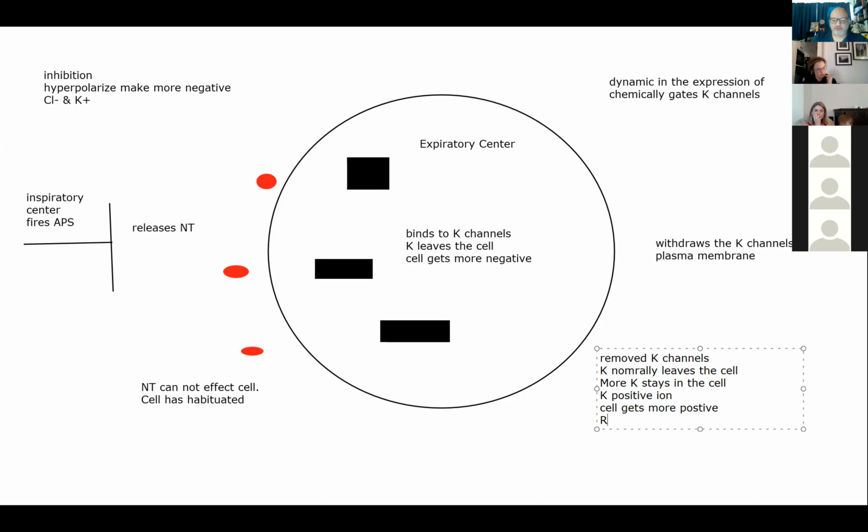And that is the rebound. So basically what happens is these cells are dynamic in their expression of their channels. That is why they're able to habituate. And that's why when they habituate, they become more positive as a result. Now, again, you're not going to have to explain this on the exam.